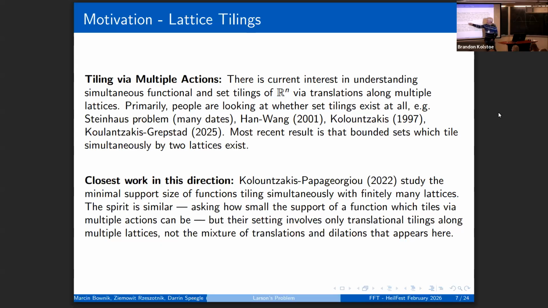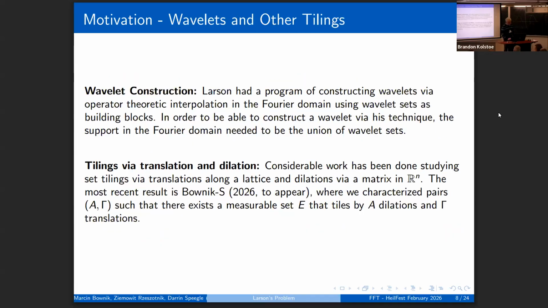The most recent result is that Kolountzakis and Grepstad showed that in fact you can get a bounded set which does this, and not just any set, but actually a bounded one that tiles by any two lattices with the correct volumes. So this is a pretty active area, and I see this as fitting in that framework, just where I'm considering two different actions. I'm not considering translations along lattices. I'm considering translations with a lattice, and then also dilations, right? So it's a similar type of thing.